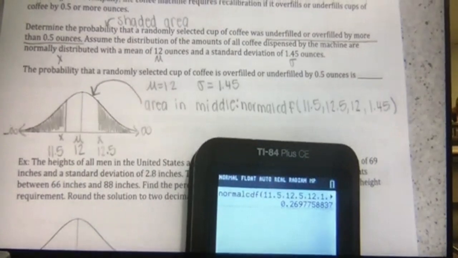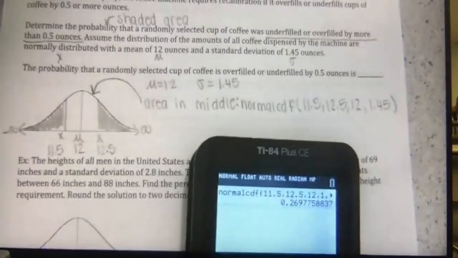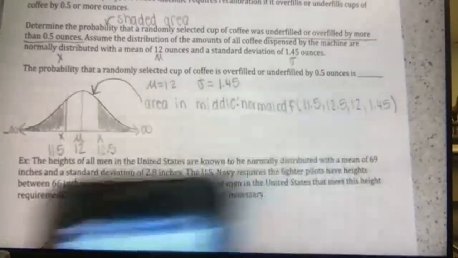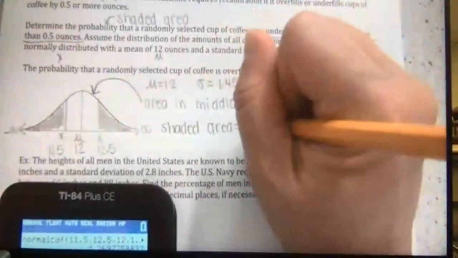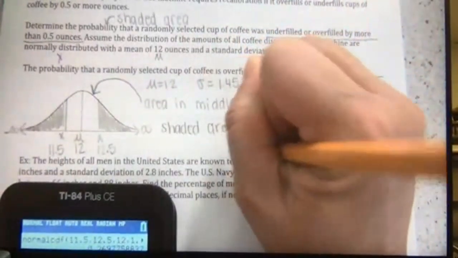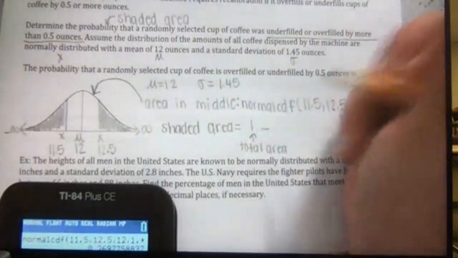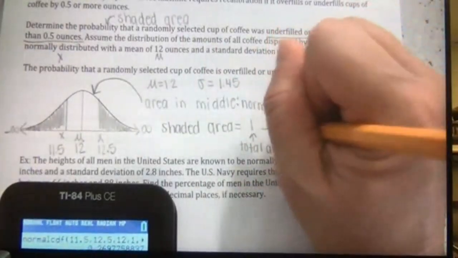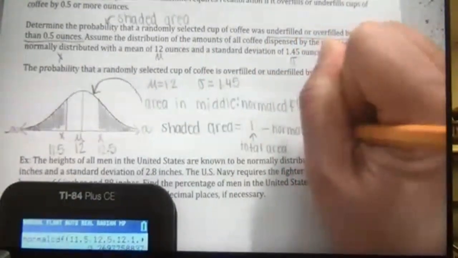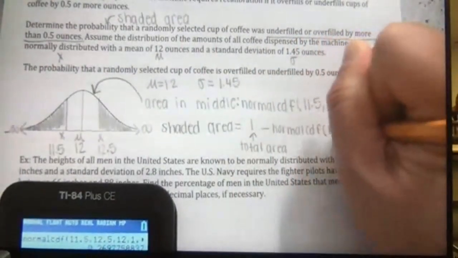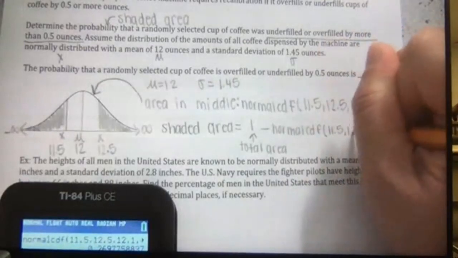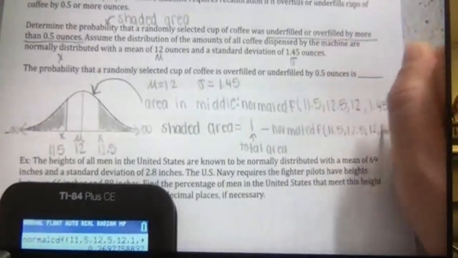So that's the area in the middle, but I don't want the area in the middle. I want the shaded area. So to find the shaded area, we're going to find the whole area, which we know is 1. The total area is 1, minus this area in between. So I'm going to write down normal CDF, because I don't want to round. Normal CDF of 11.5, comma 12.5, comma 12, comma 1.45.